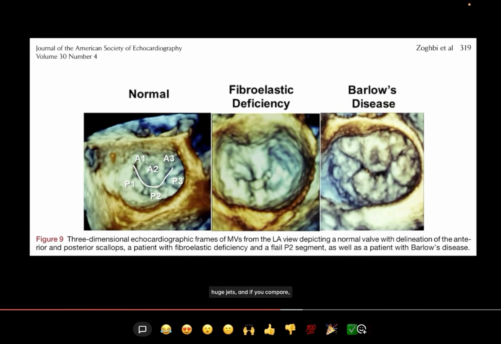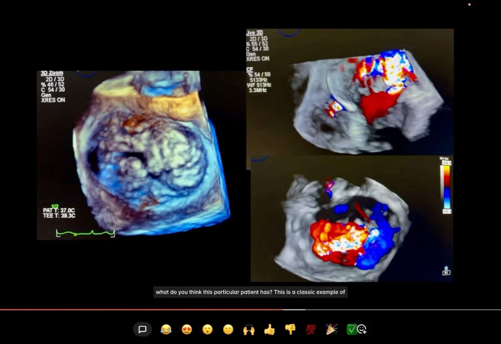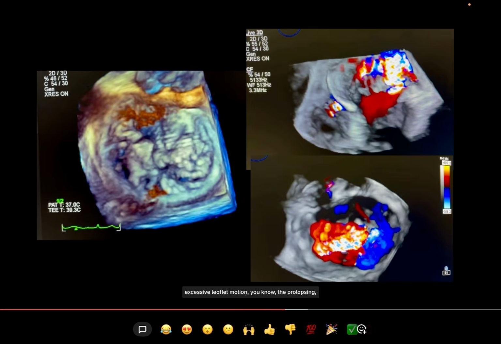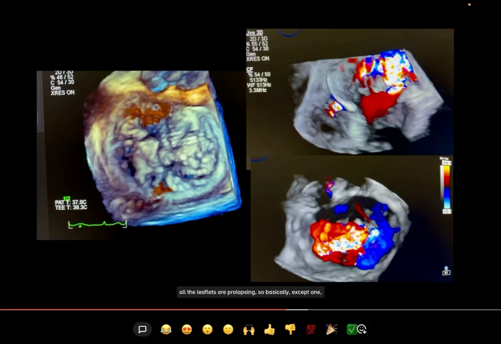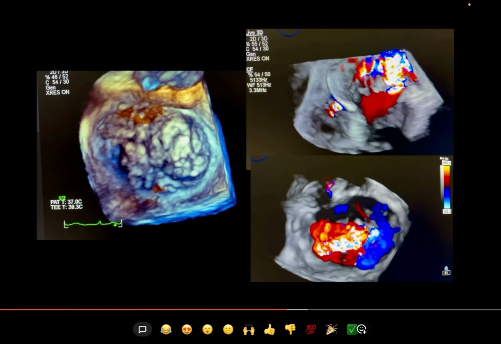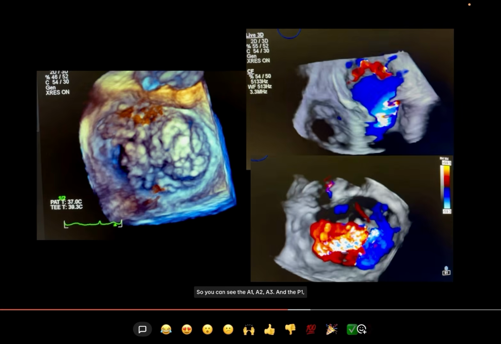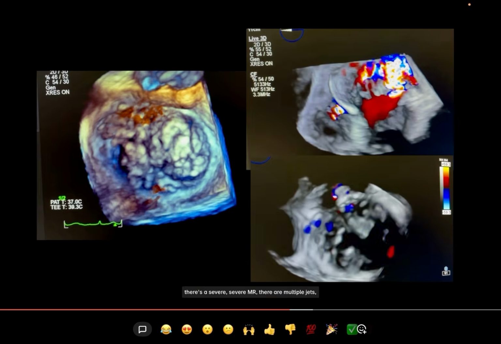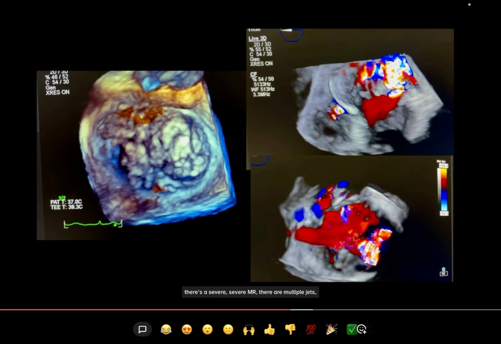And if you compare normal versus fibroelastic deficiency versus Barlow's disease, what do you think this particular patient has? This is a classic example of Barlow's disease where you have excessive leaflet motion, the prolapsing, all the leaflets are prolapsing. So basically, except one. So you can see the A1, A2, A3, and the P1, P2 are prolapsing. The P3 is the only one that's spared. There's a severe MR. There are multiple jets.